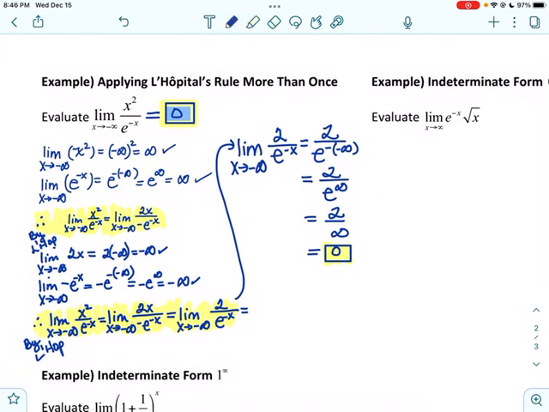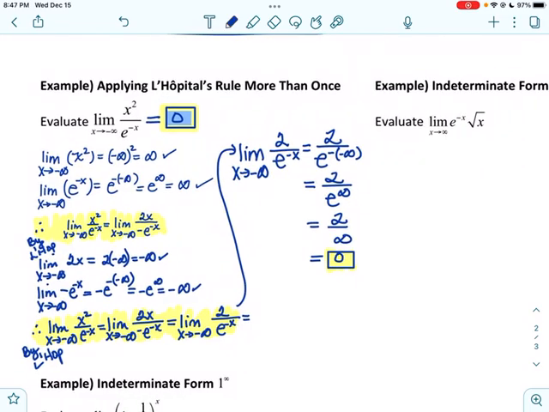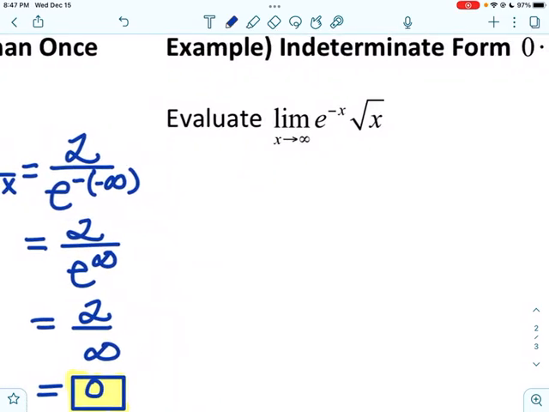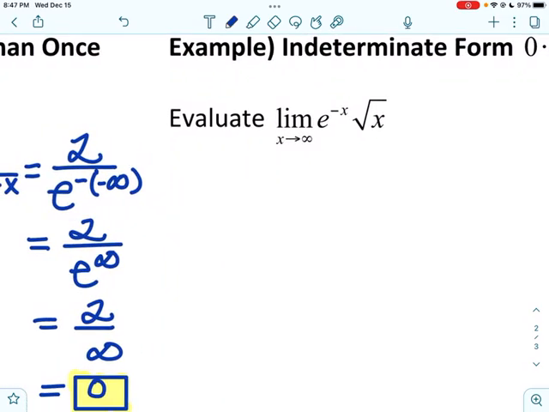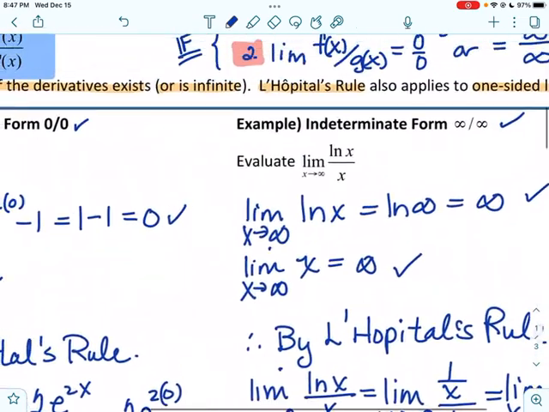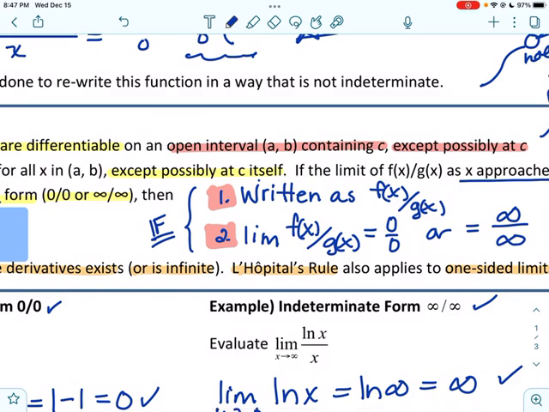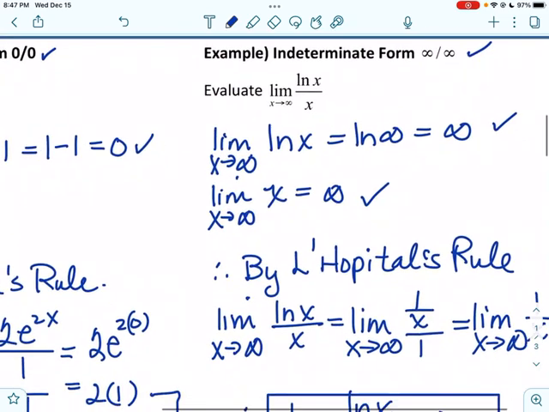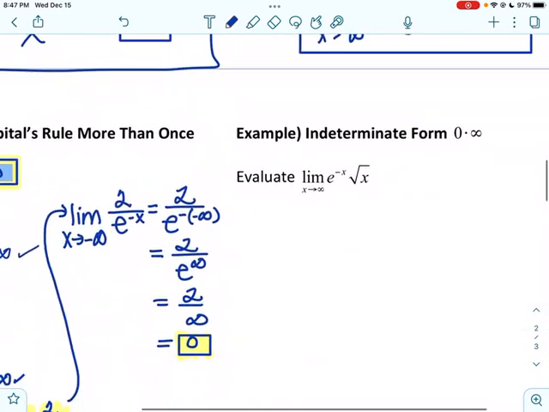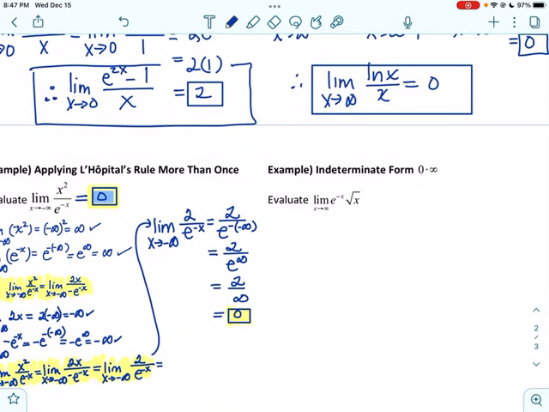So now we have the limit as x approaches infinity of e to negative x, square root of x. So the first thing I want to do, remember, one of the conditions in our rule was that we have it written as a fraction like this. So I'm going to see if I can write it as a fraction. And you can very often write expressions in terms of fractions using negative exponents. In this case, we have a negative exponent. So we're going to evaluate this.